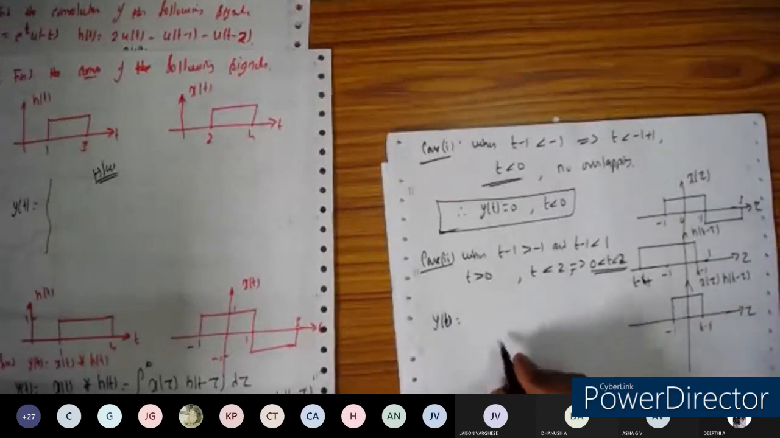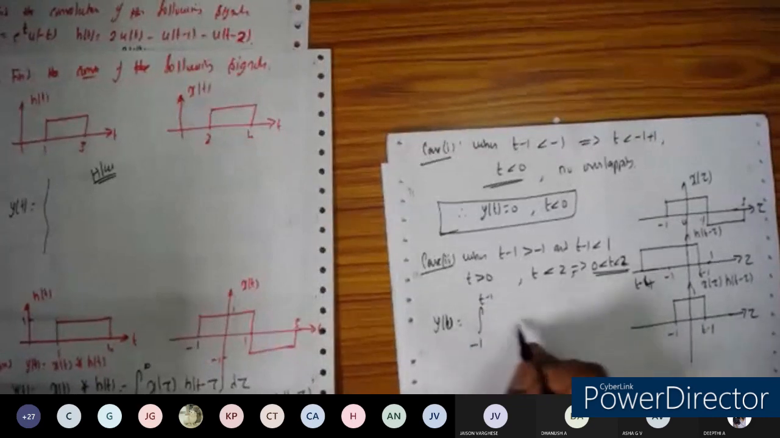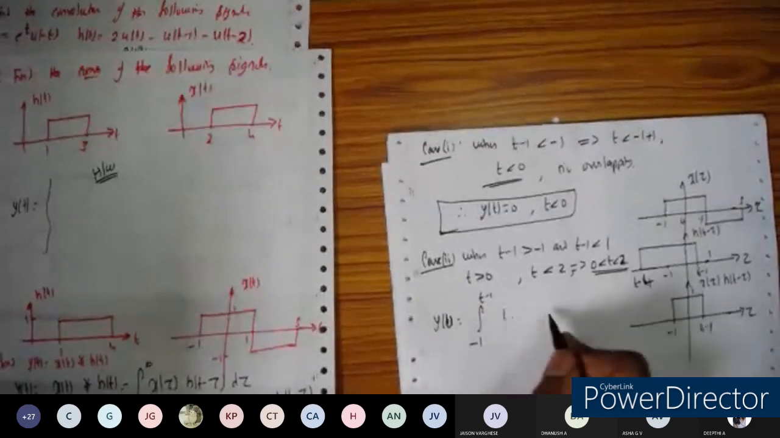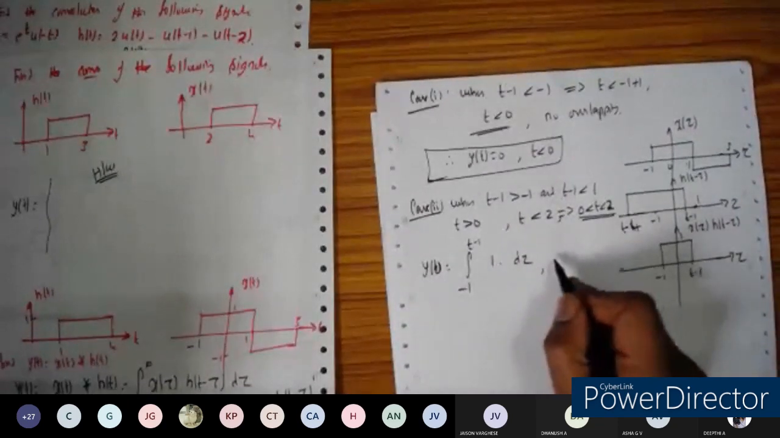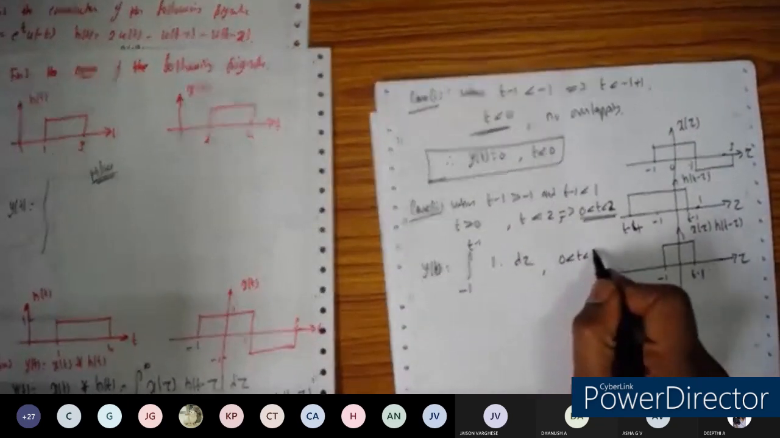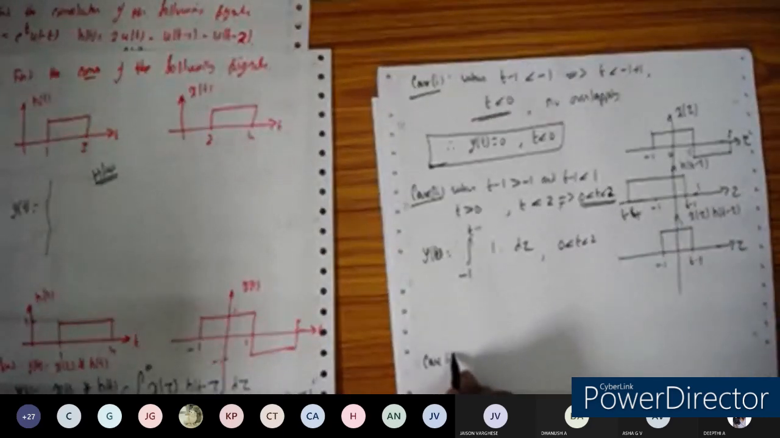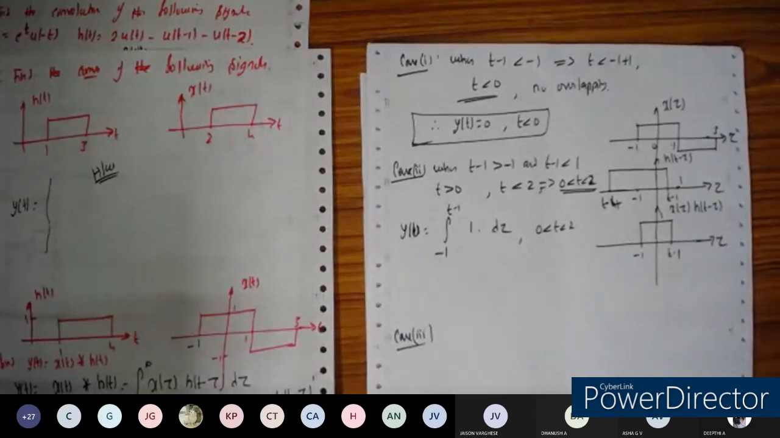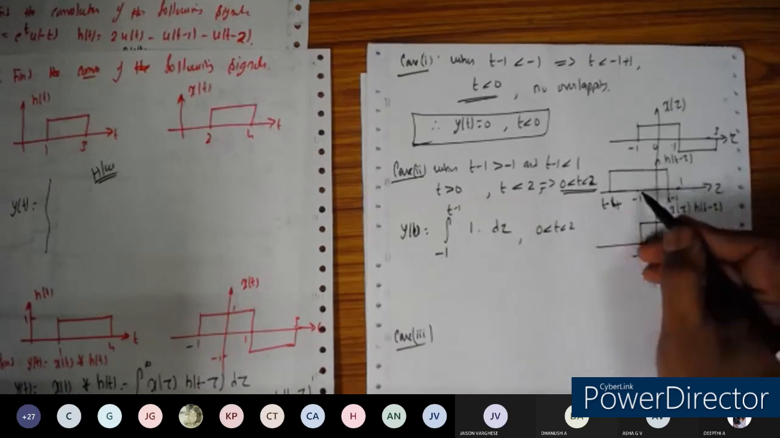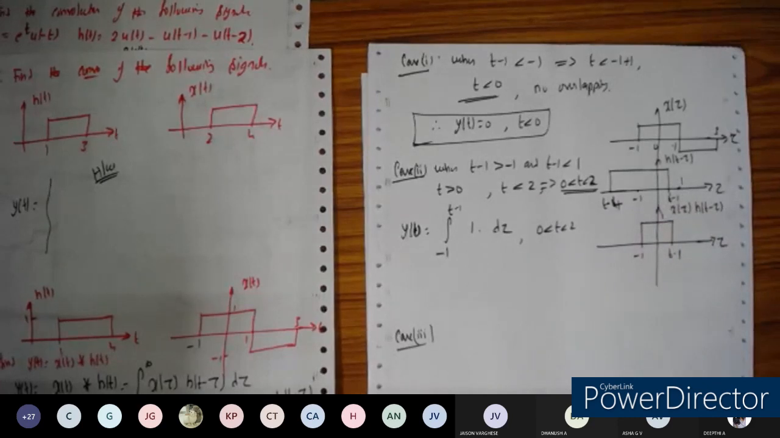So for the integral part, we can write y of t is equal to, already we defined the generalized formula, so let us substitute this. From -1 to t minus 1, the integration of 1 into d tau, where the time axis is 0 is less than t is less than 2. Okay, so integrate this one. Any doubts? When you are drawing the waveform, make sure that you indicate the corresponding time indexes, so there will be no confusion.